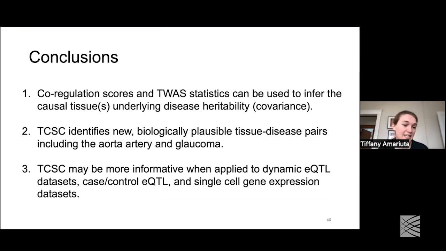And then lastly, TCSC might be more informative when applied to different types of eQTL data. So GTEx is steady state eQTL data. So perhaps if we were to apply this to dynamic eQTL data sets, case control eQTL data sets, or single cell eQTL data sets, we might have more biologically compelling applications of TCSC. So we're looking forward to those future developments.